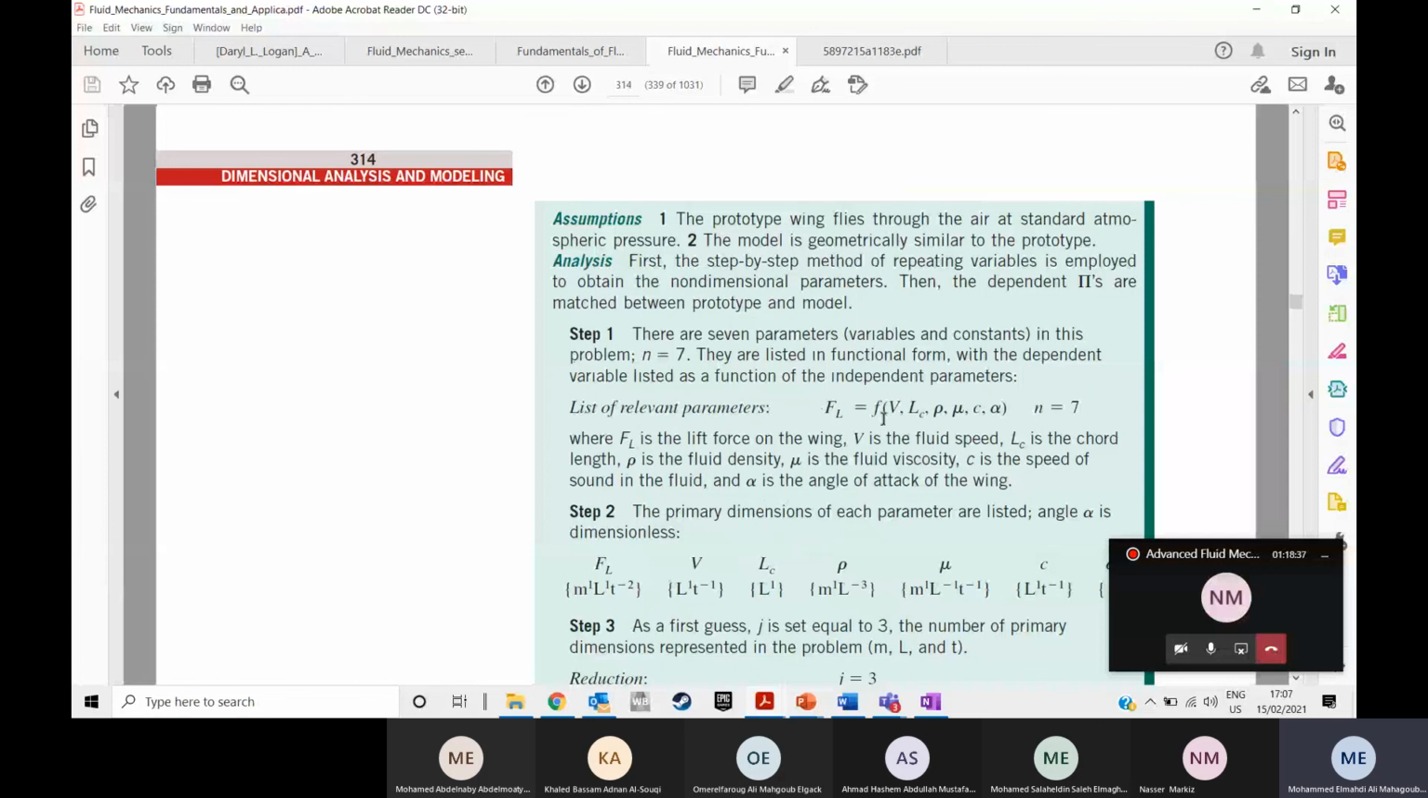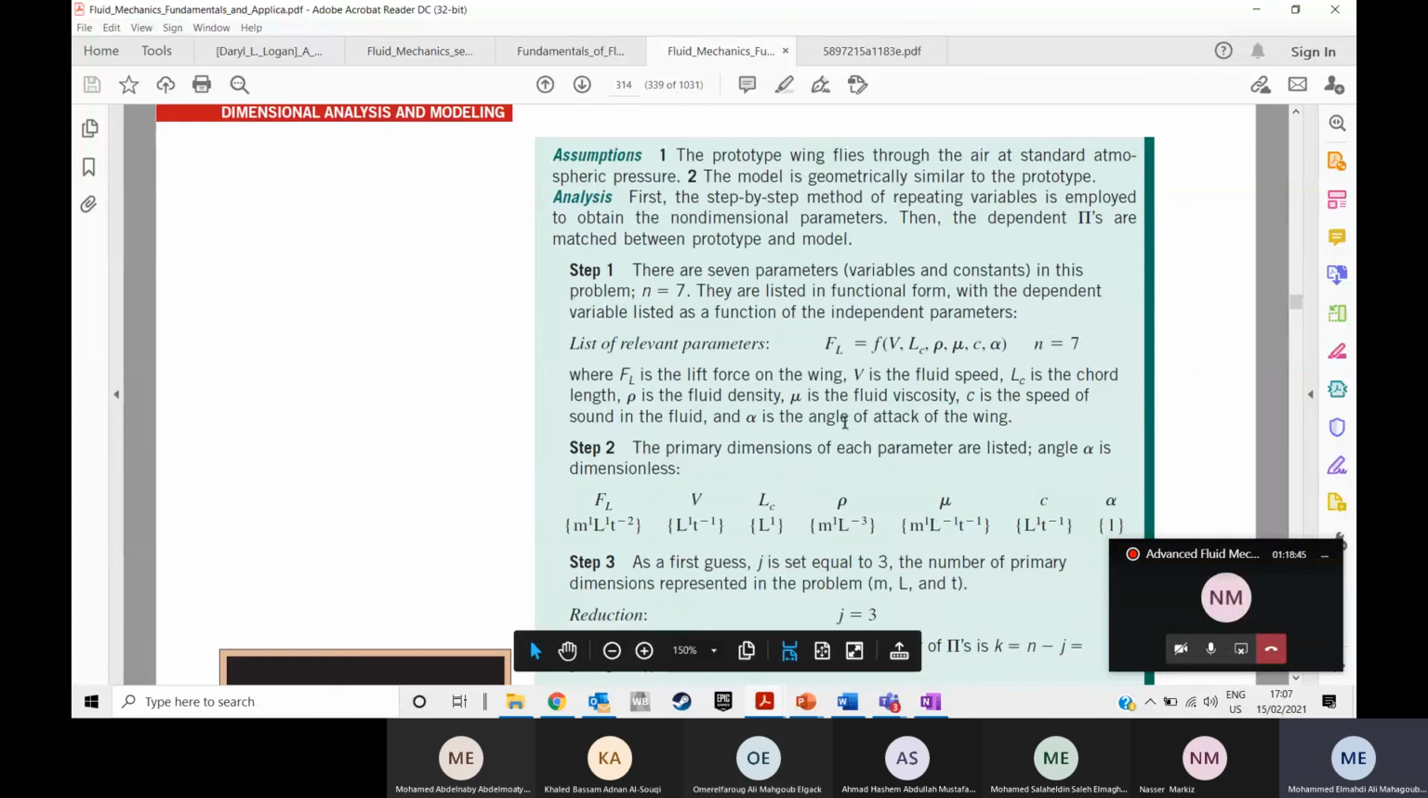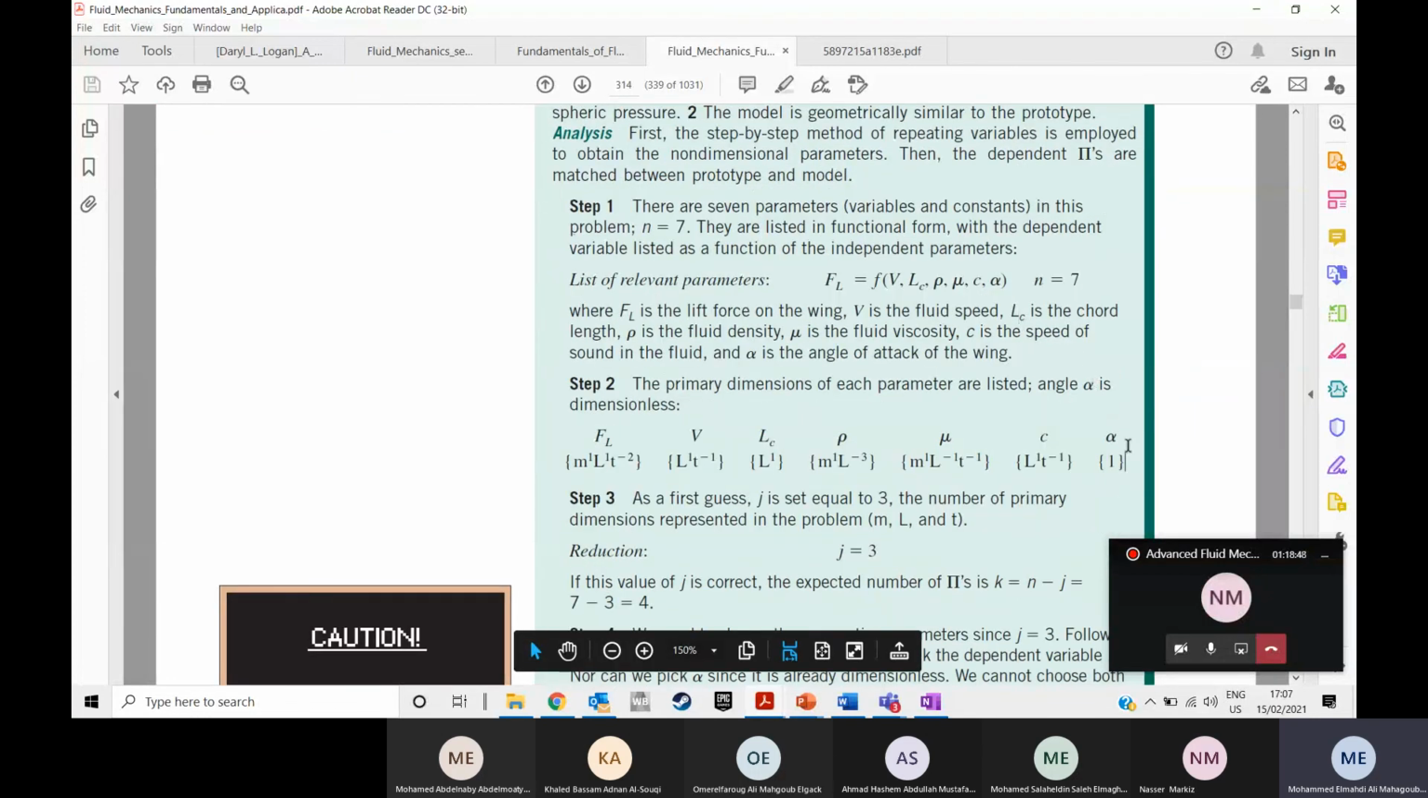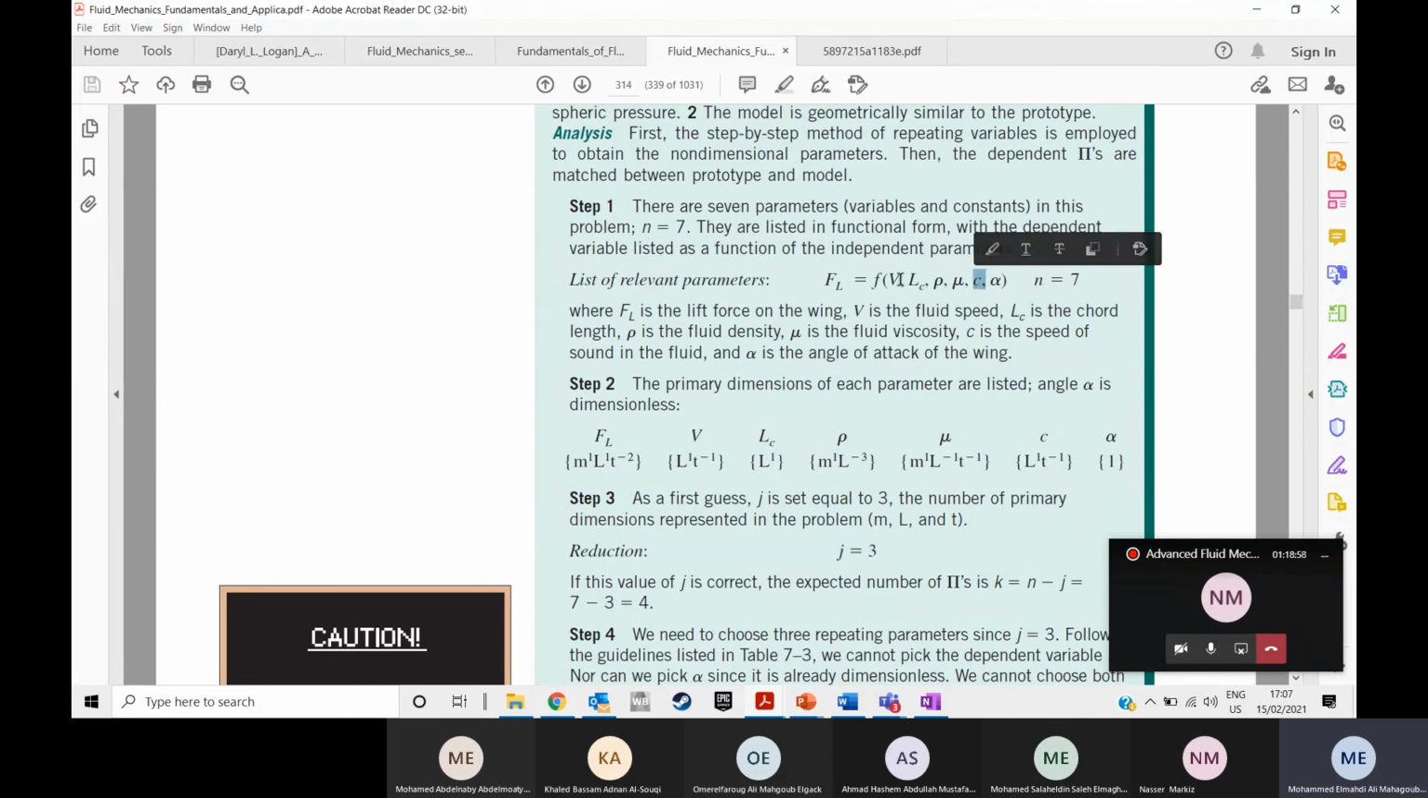You have f as a function of v, l, rho, mu, c, alpha. Alpha is already a dimensionless number, so you don't select it in forming the parameters. At the end, after you find n is equal to 7, j is equal to 3, so you know you have 4 pi's. Then what can we choose? We can choose c. Don't choose c and v together because they have the same unit. So you can, for example, choose c, rho, and l.